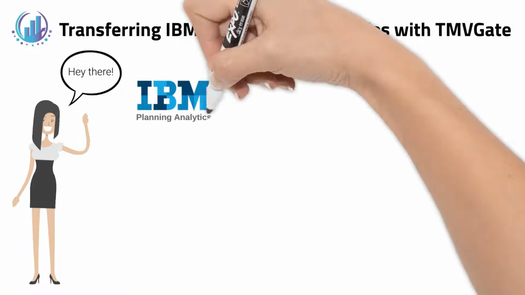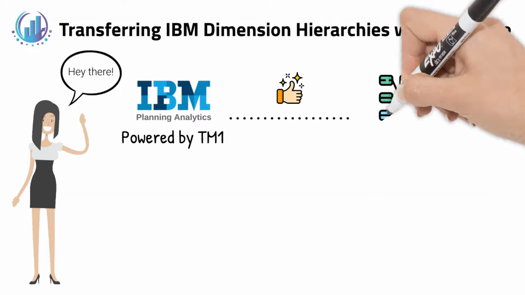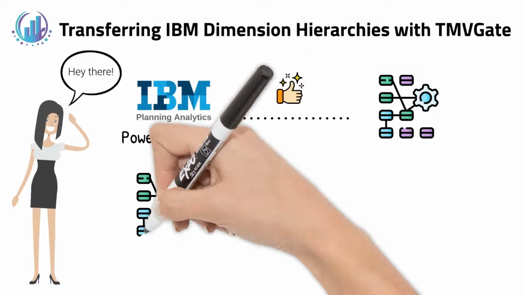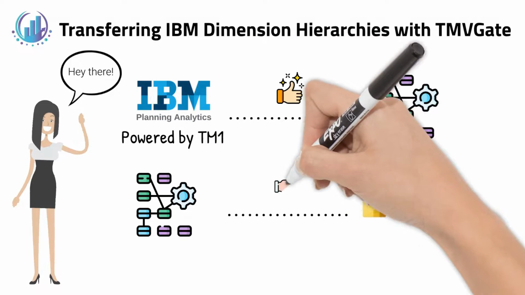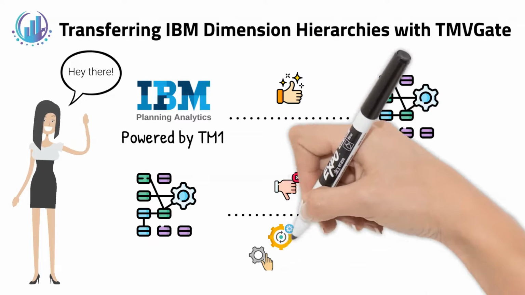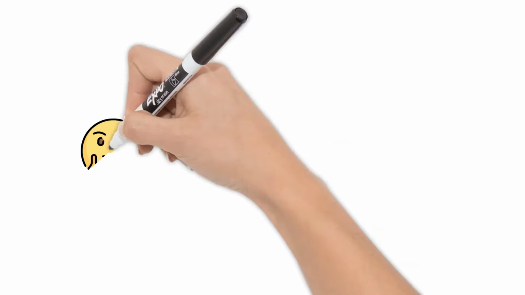IBM Planning Analytics, powered by TM1, is fantastic at handling complex data hierarchies. It's what allows enterprises to tackle detailed analytics. But when it comes to bringing these hierarchies into Power BI, things can get tricky. Usually, it involves a lot of manual work to reformat the data to fit Power BI's tabular structure. That's quite a puzzle, isn't it?